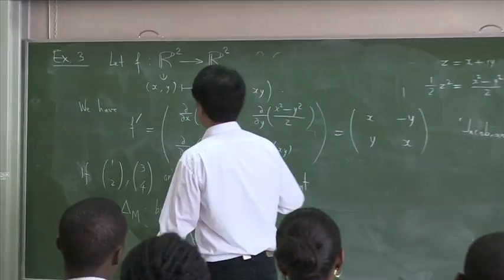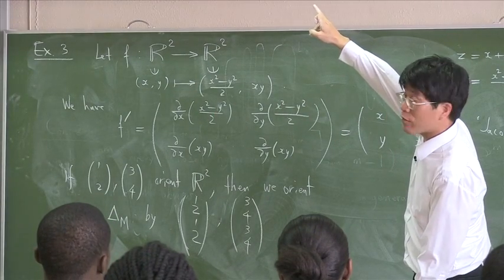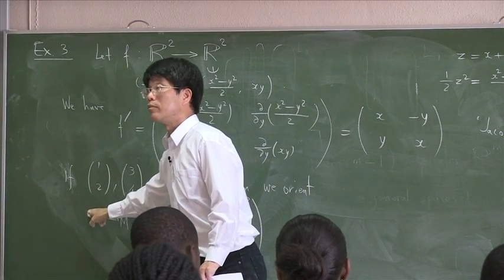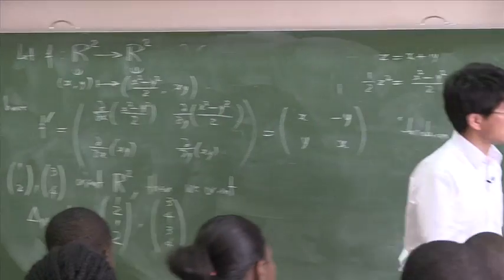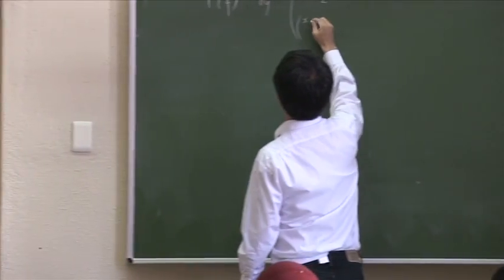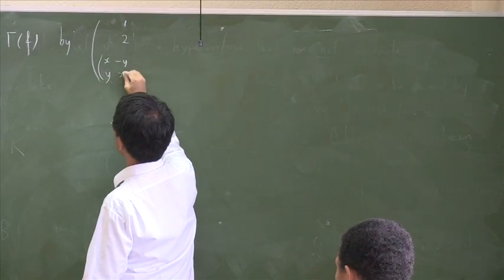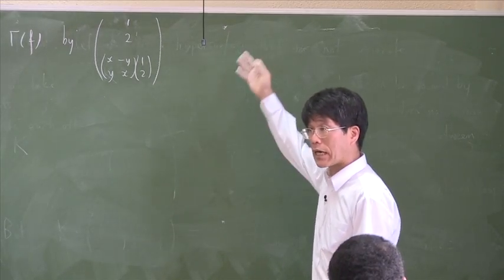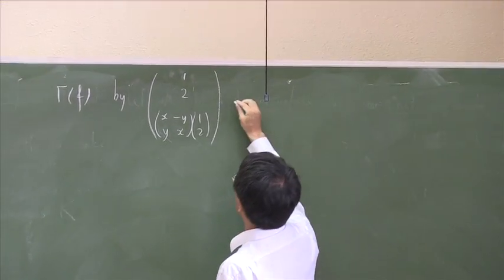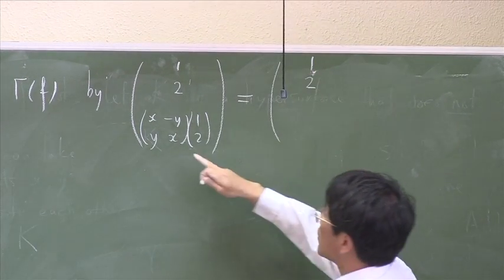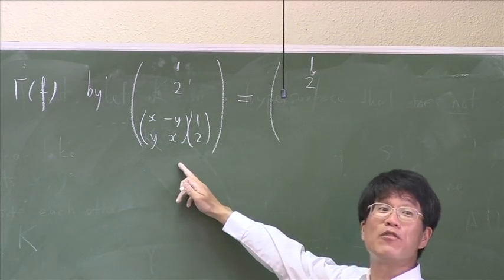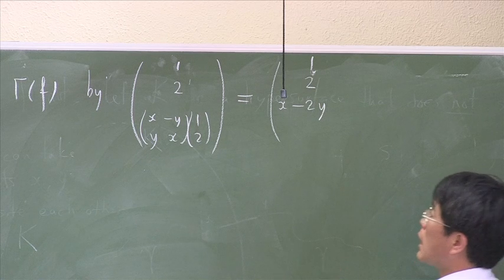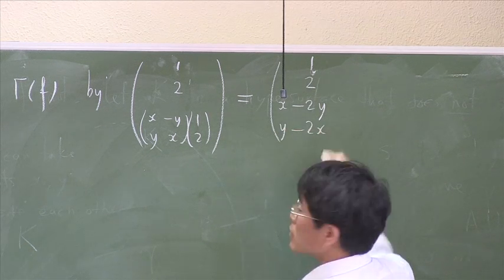And then, what do you have to do? It says derivative of f applied on E1. That is, you have to apply this matrix to 1, 2. Is that clear? Okay, so what I have to do, let me write it in detail. So x minus y, y, x, can you see this from that distance? Applied on 1, 2. That's the first vector. It's going to have size 4. What is this? It's 1, 2. If I do the matrix multiplication, it is x minus 2y, and y minus 2x.